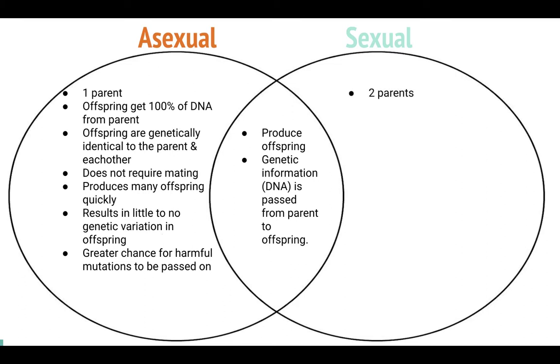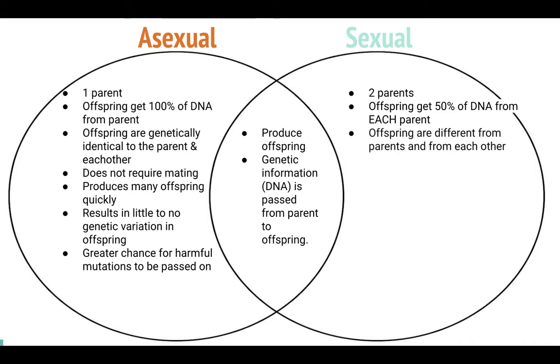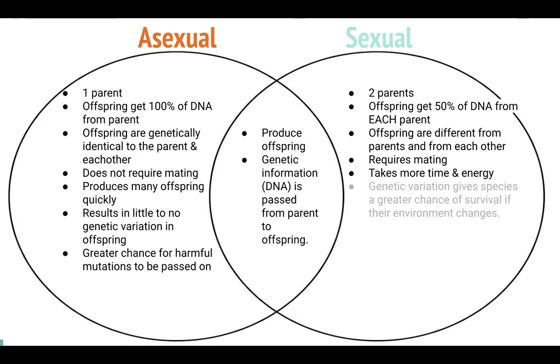Now, sexual reproduction, on the other hand, involves two parents. Offspring get 50% of their DNA from each parent. Therefore, they're different from the parents, and they're also different from each other. It requires mating. A disadvantage is that it takes more time and energy. But an advantage is that genetic variation gives species a greater chance of survival if their environment changes.